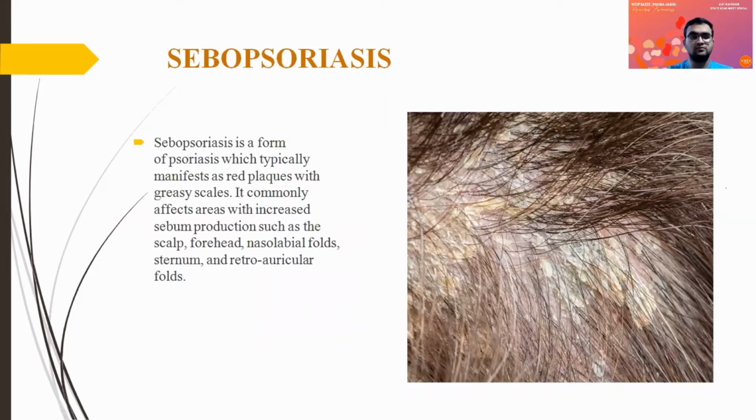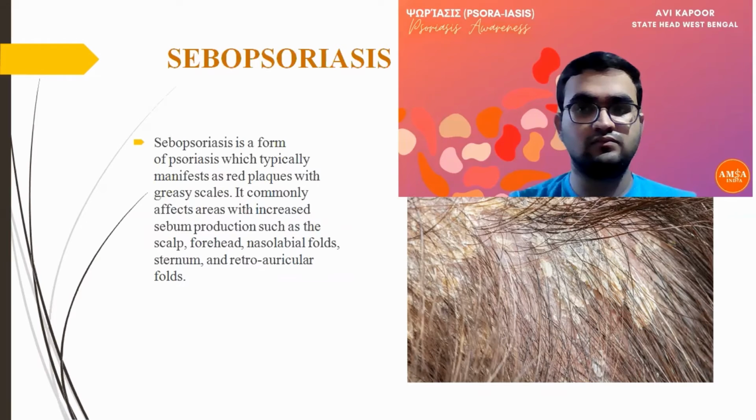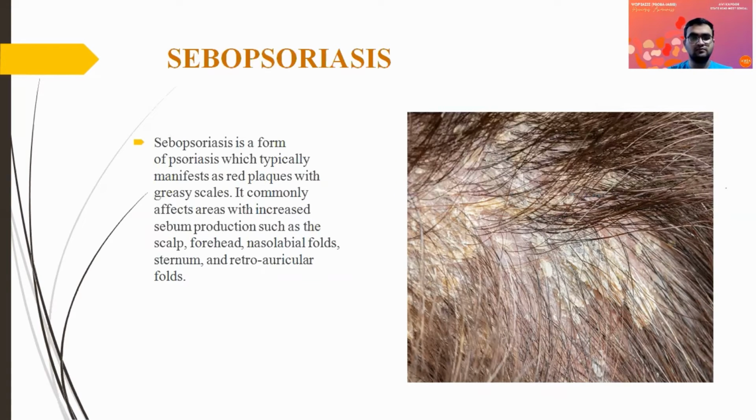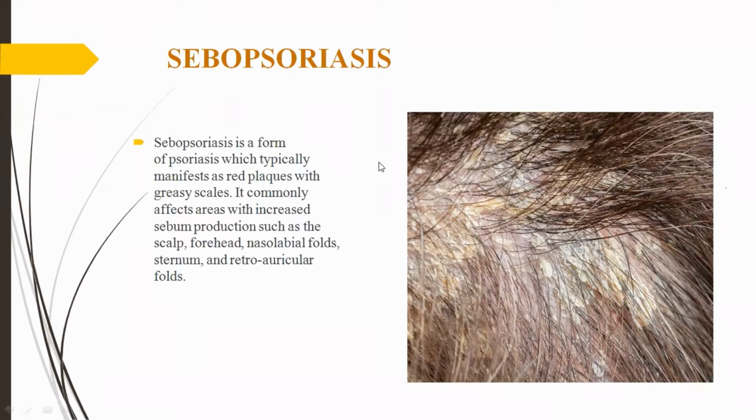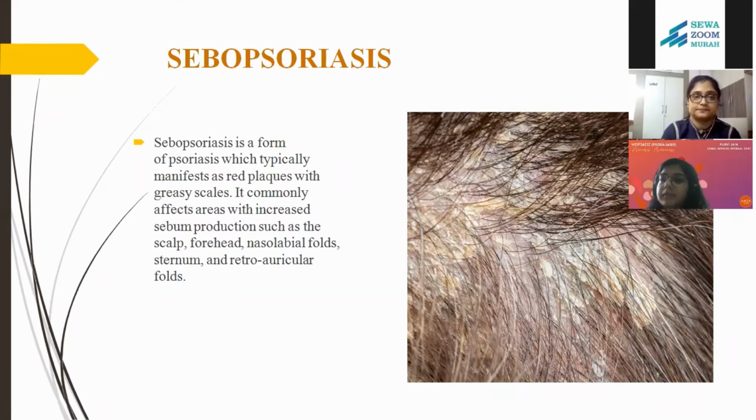Now, sebopsoriasis is a form of psoriasis which typically manifests as red plaques with greasy scale. Usually, in a typical psoriasis lesion, the scales are silvery scale, not greasy scale. But when it occurs with greasy scale, it commonly affects the areas with increased sebum production, such as the scalp, forehead, nasolabial fold, sternum, retroauricular fold. Actually, where the seborrheic dermatitis occurs. So this is to be differentiated from seborrheic dermatitis.